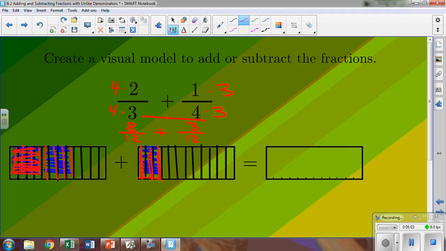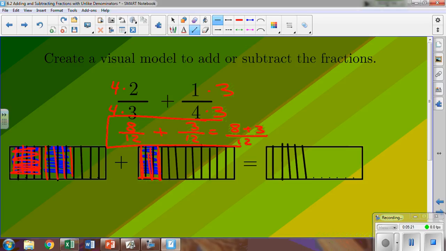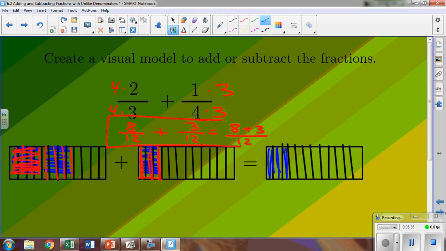Now that we have a common denominator, we can actually combine them. This would wind up being 8 pieces plus 3 pieces out of the total of 12. And we'll note here, 1, 2, 3, 4. Wow, this is really sloppy. But we're getting the idea for them. Split them up. And what we wind up seeing then, we could shade in 11 of them. 1, 2, 3, 4, 5, 6, 7, 8, 9, 10, 11.